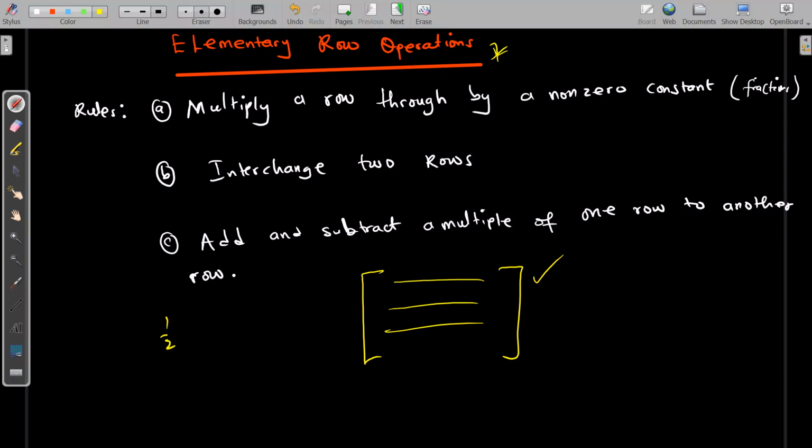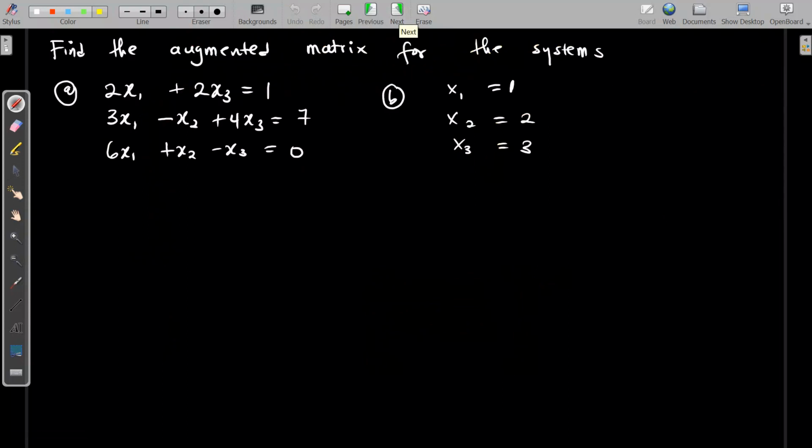And the second thing is you can interchange two rows. Maybe you think that if you bring the first row up on top, it's going to be very convenient for you to work with, so you can try to do that. You can add and subtract a multiple of one row to another row. That last point is what is so important, because mostly that's what we'll be doing. We'll be multiplying one row by a constant and then subtracting or adding it to another row to get something else.